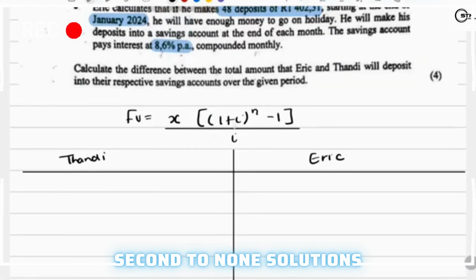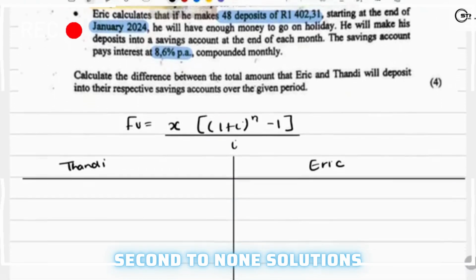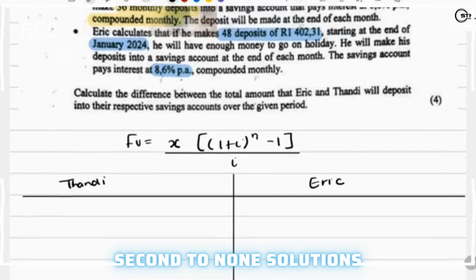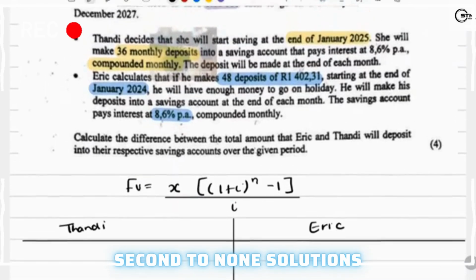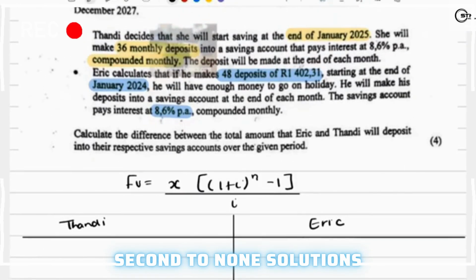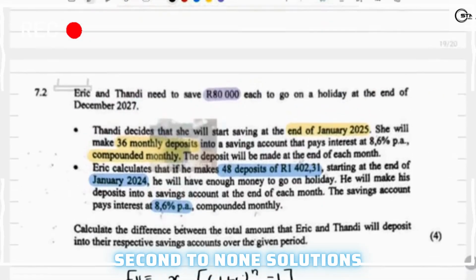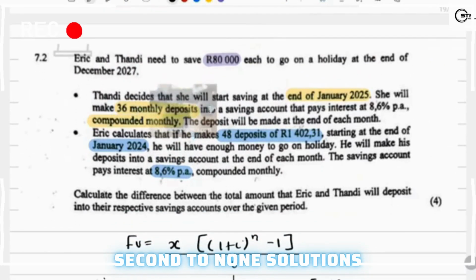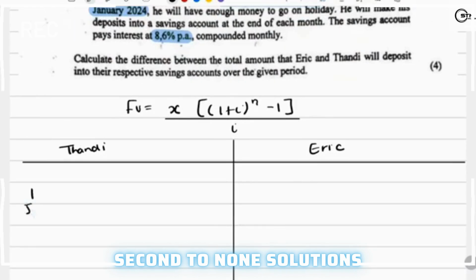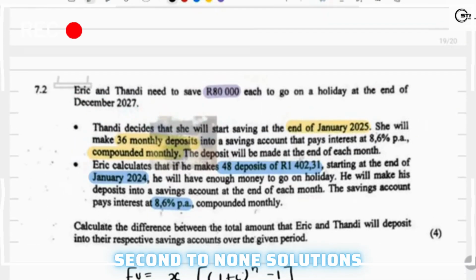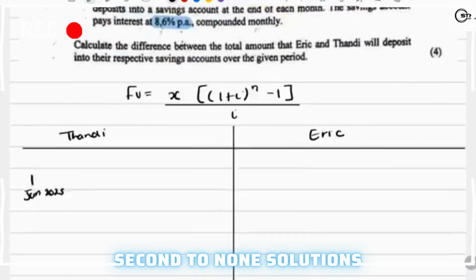So this is the future value formula, and we're just going to look at everything we need to have in these. So remember, the main goal is just to find out how much they're each going to deposit at the end of this period that they have. So let's look at it like this. With Tandy, they said she's going to make 36 monthly deposits, and she starts at the end of January 2025, okay, which makes sense. So January 2025, and we know that she needs to end in December 2027.